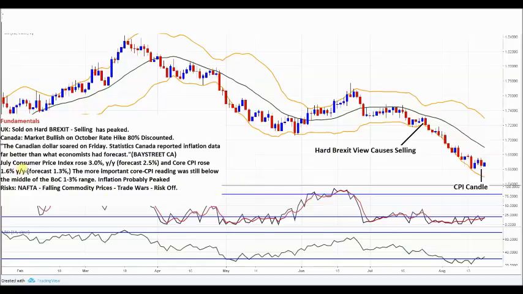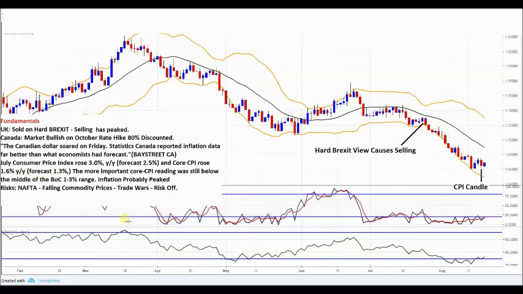Now, if we actually look at the data, July Consumer Price Index, it rose by 3%. The forecast was only 2.5, so that's a really big increase, okay? Biggest in 6 years. It's the core CPI, which is important. That rose by 1.6%, okay? Again, above forecast of 1.3%.